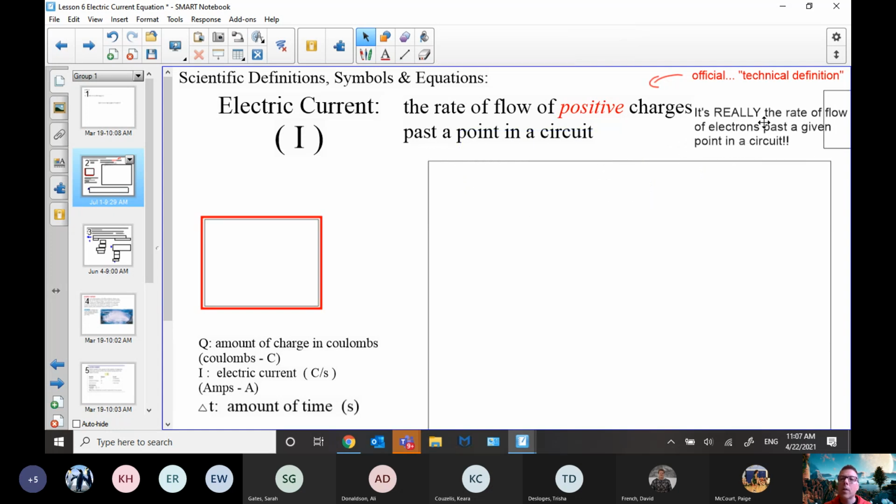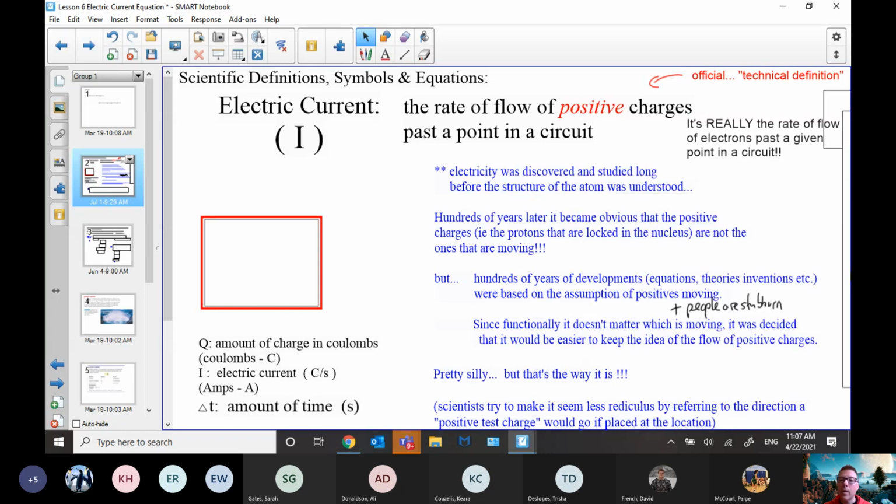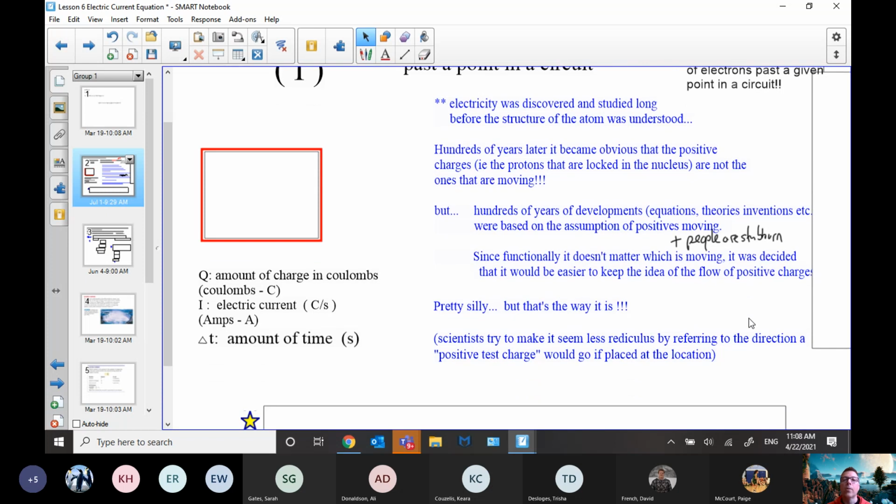Originally talked about. So that's this part here, right? That's all written down for you basically, but you've probably been jotting some points down about it if you want to try and remember this stuff. Electricity was discovered and studied long before the structure of the atom was understood. Hundreds of years later, it became obvious that the positives were locked in the nucleus, but hundreds of years of development of things was already done, right? And so functionally it doesn't matter which way charges are going. It really doesn't matter. And plus, scientists are stubborn, so they just kept it the way it is, even though it's pretty silly.